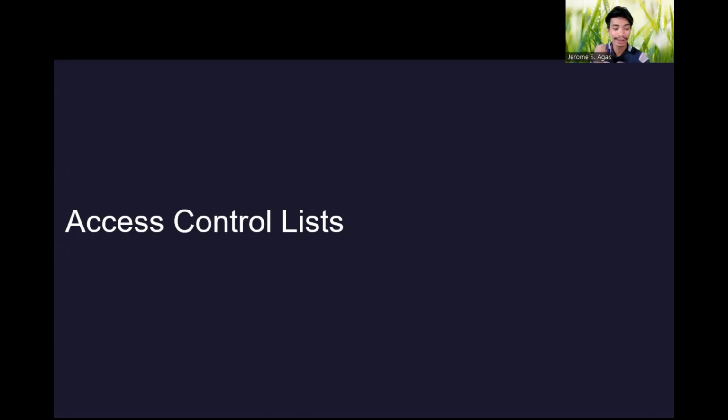So ACL defines which users or system processes are granted permission to perform actions on a specific object or resource, and what actions they are allowed to perform, such as read, write, execute, or delete. It's just like the programming security that you're applying. They are commonly used in operating systems, file systems, routers, and network devices to enforce security policies and restrict unauthorized access.